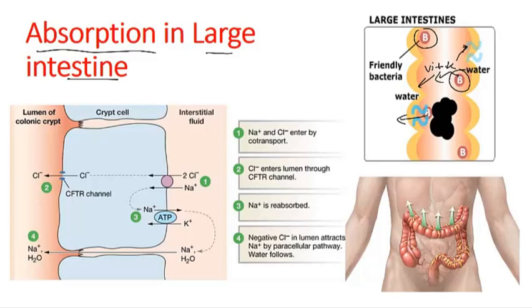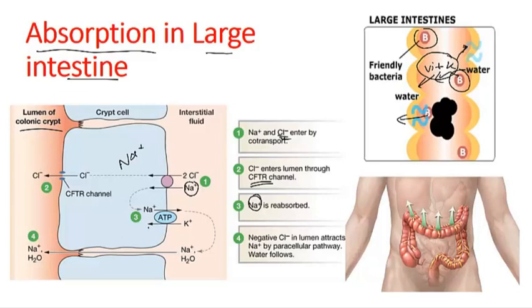Now the colon absorbs small quantities of salt as well, as you can see here. This is the lumen of the colonic crypt, and this is the interstitial fluid. So what we are going to do, it can take some amount of sodium and chloride ion inside. Chloride ion enters into the lumen with the help of CFTR channel proteins present. Sodium is reabsorbed, and as they start to build up a lot of sodium and potassium inside the cell, it will automatically allow the water to backflow to balance the osmotic pressure.